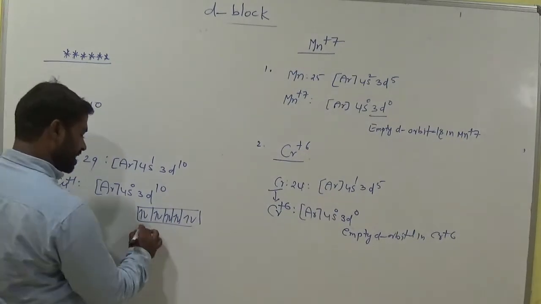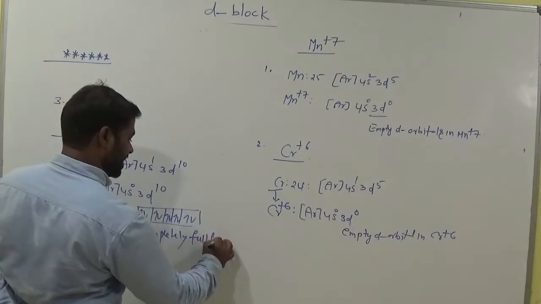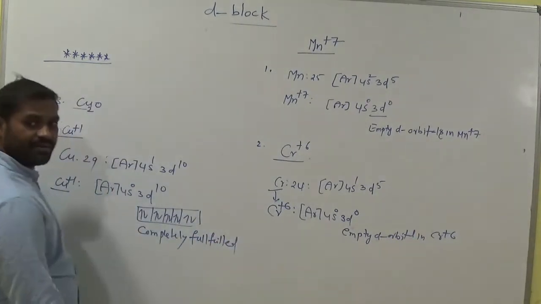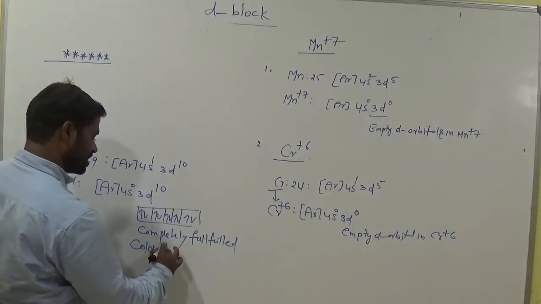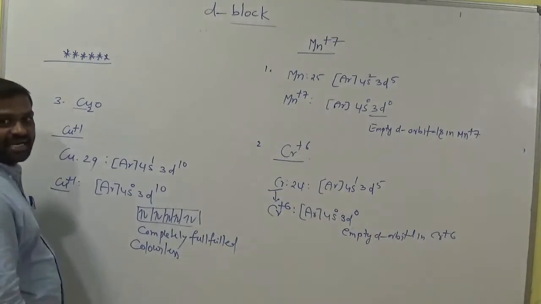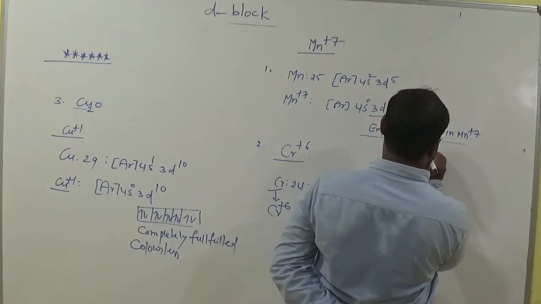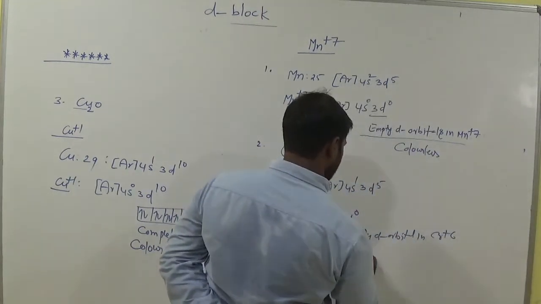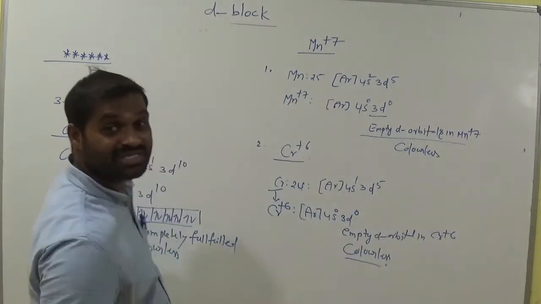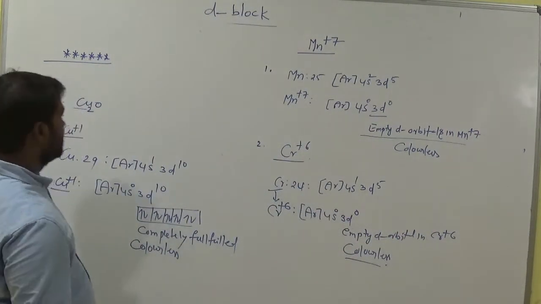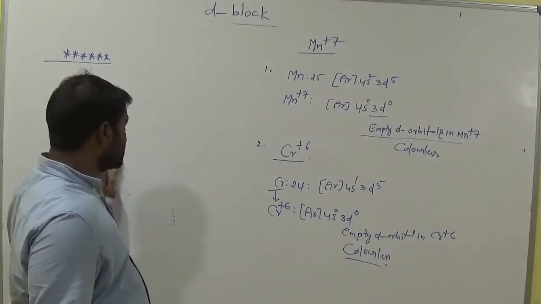Okay. So completely filled, am I right? Completely filled means it is actually colorless, but it shows red color. So this condition is also colorless, but they show color. What is the reason? The answer is due to charge transfer.